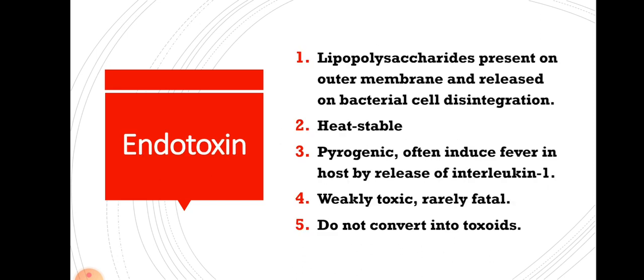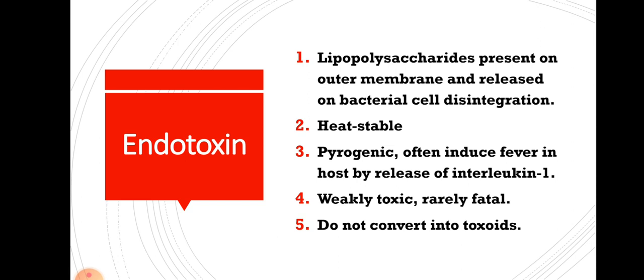Moving on to the second type of bacterial toxin known as endotoxins. Endotoxins, as stated in the beginning, are the potentially toxic lipopolysaccharides located in the outer membrane of many gram-negative bacteria and released only when the bacterial cells are disintegrated. Some endotoxins are also released during bacterial multiplication.